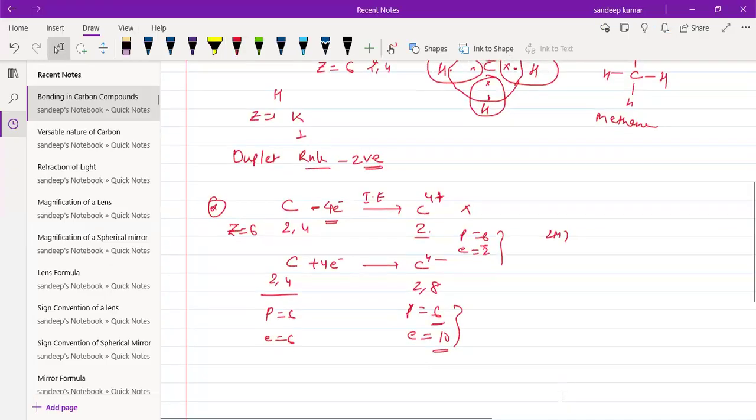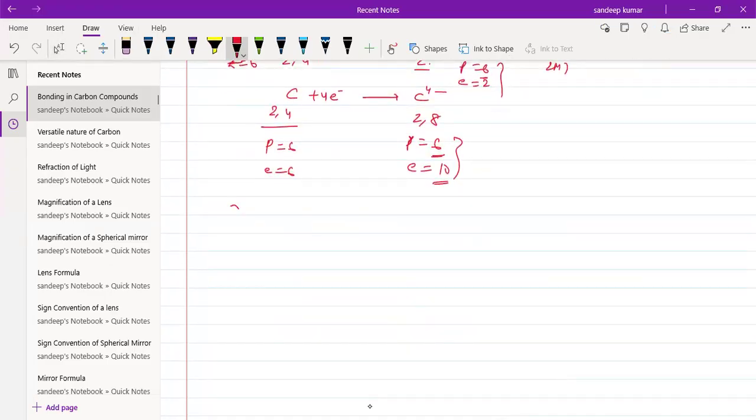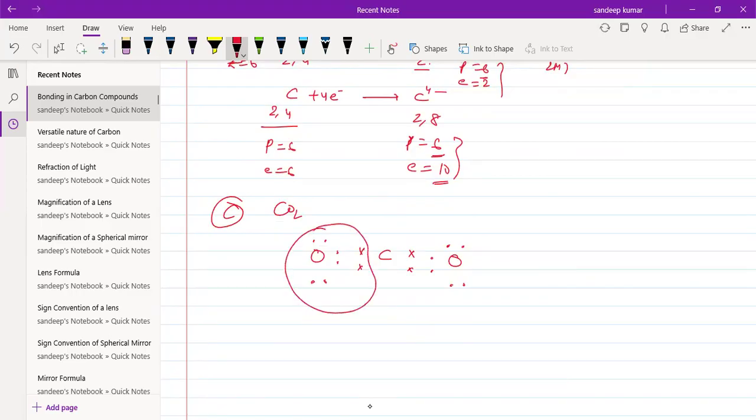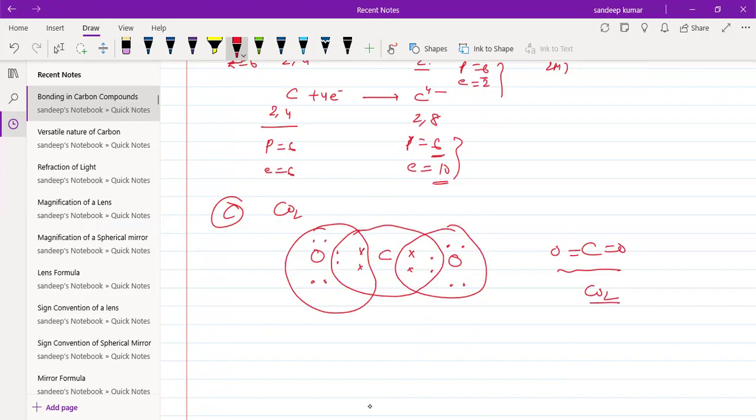CO2. Carbon has 4 valence electrons, right? Carbon 4 valence electrons: 1, 2, 3, 4. Oxygen valence electrons are 6: 1, 2, 3, 4, 5, 6. Here also, oxygen 1, 2, 3, 4, 5, 6. Now what happens? Oxygen needs 2 electrons, it will take 2 electrons from carbon. And this other oxygen also needs 2 electrons because it has 6, right? Carbon has 4, so it will take 2 from here and 2 from here. That's why you can see a carbon-oxygen double bond on each side. This is CO2. They may ask it for 1 mark.